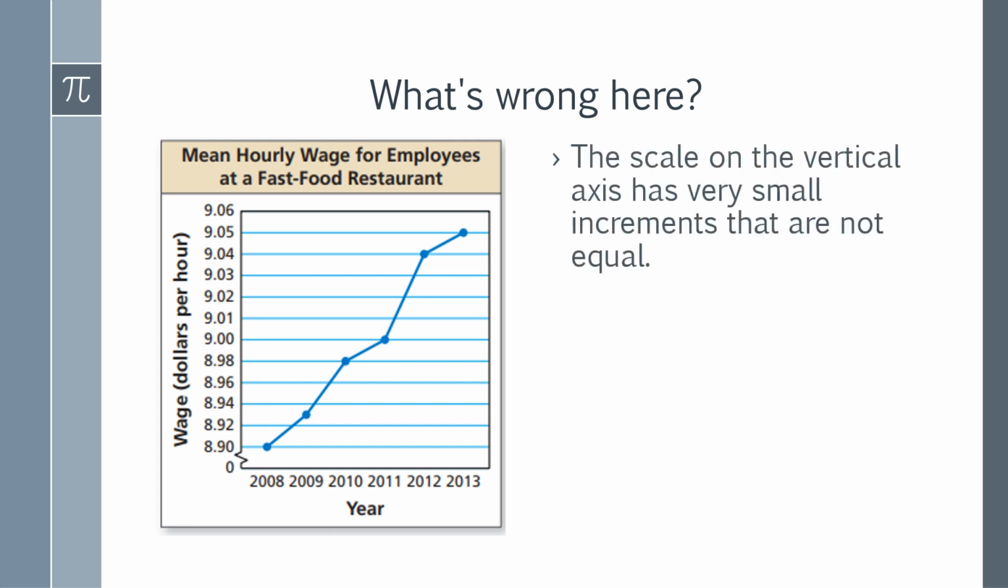The scale of the vertical axis has very small increments that are not equal. So let's just look at it. It went from 90, 92, 94, and then it started going by twos, then went by ones. See, when you try to present that kind of visual, that's a little bit of a problem.